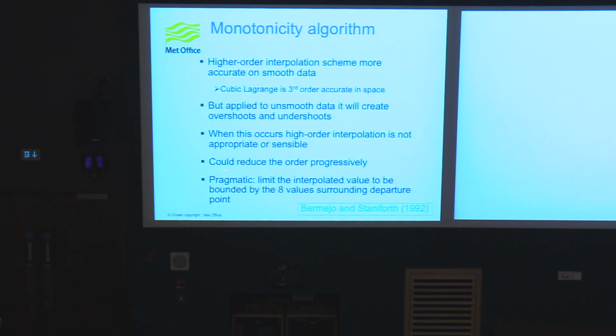And so what we do with the Bermejo-Staniforth scheme is take a pragmatic approach, and that says that we simply limit the interpolated value to lie within the bounds of the data that's being used to interpolate it. So we go to this departure point, we look at the grid point values surrounding that departure point, and we don't allow the interpolated value to go above or below the maxima and minima implied by that data. So a very simple scheme, but quite effective.